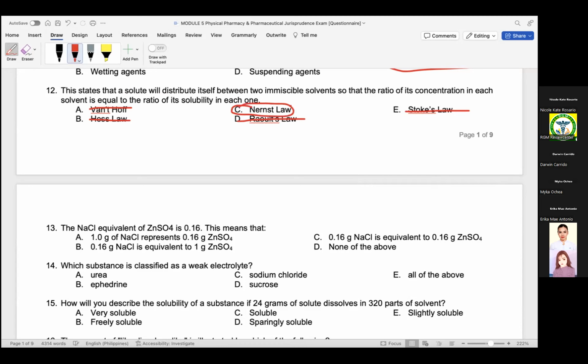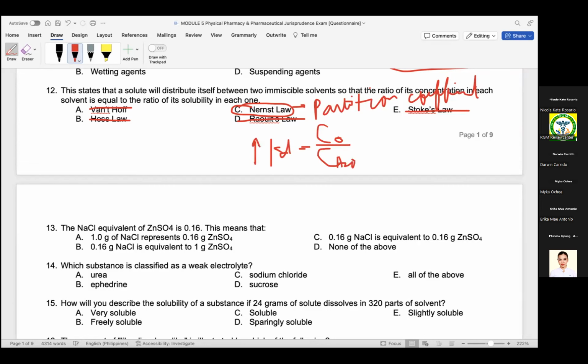Yan. Or this is partition coefficient. Diba? Partition coefficient. Remember in partition coefficient, diba? Gumagamit tayo ng two immiscible solvents, oil and water. And oil is represented by octanol. And this is the formula. Kd is equal to concentration of the drug that went in oil over concentration of drug that went in water. So, dapat mataas ang Kd para masabi po ang sanggap.